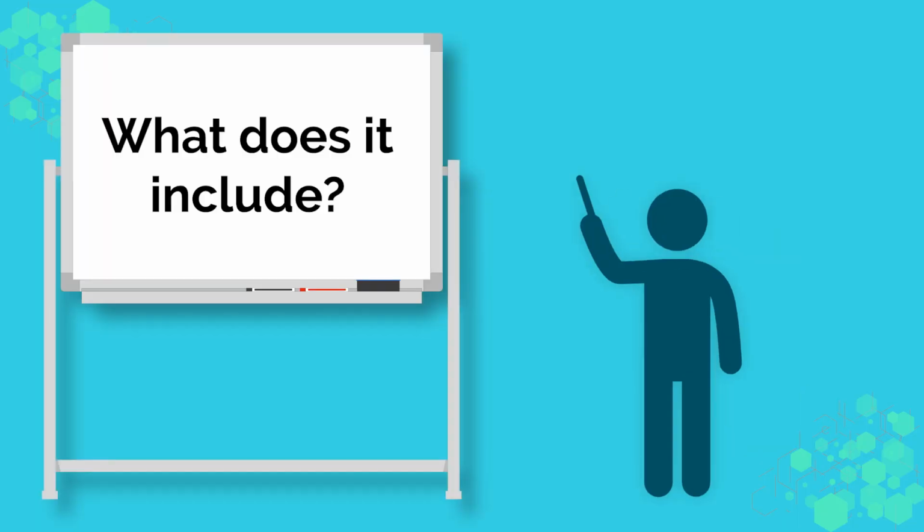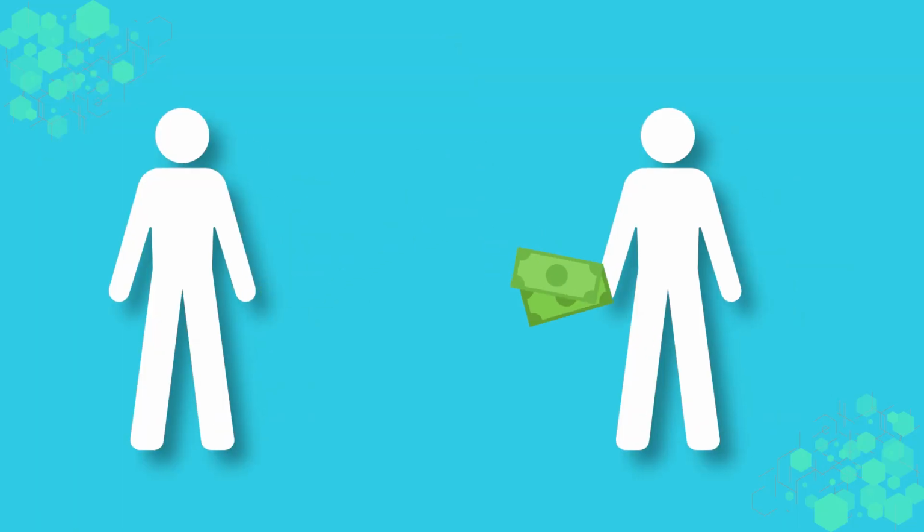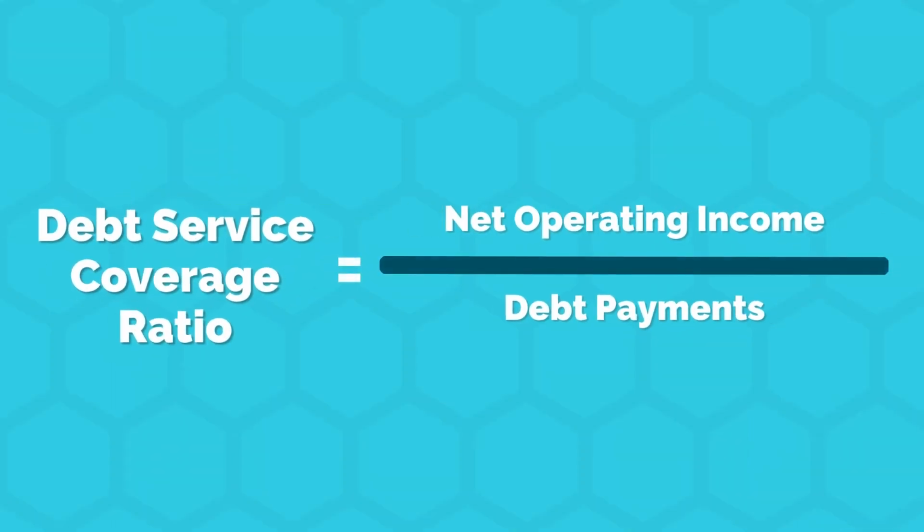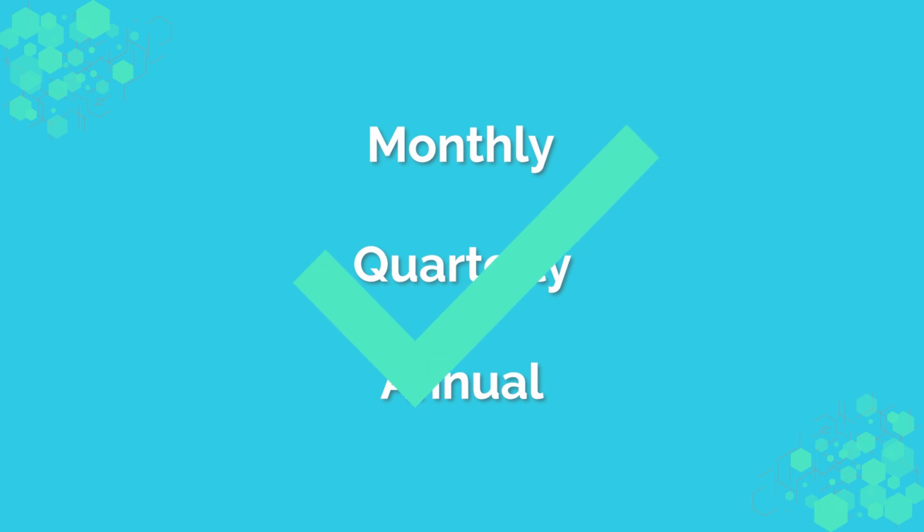Number 7 is debt service coverage ratio. The debt service coverage ratio measures your company's ability to pay back all its debt obligations with its operating income. To determine your DSCR, divide your net operating income by debt payments. You can calculate this ratio on a monthly, quarterly, or annual basis.